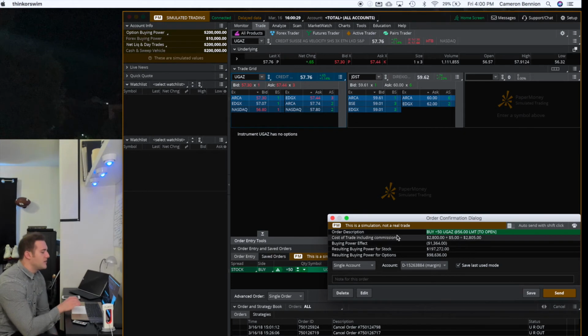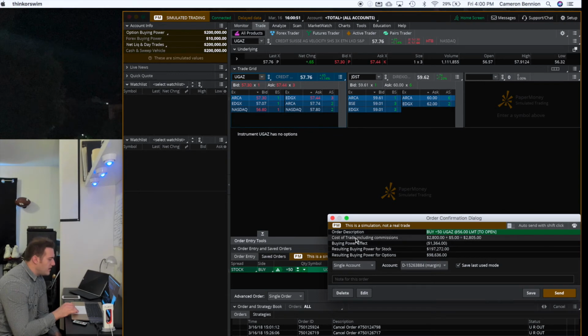It's going to give you a couple different pieces of information. This is telling you how much money is in your paper trading account. Don't worry about the Forex or any of this other stuff. Option buying power is the main thing you want to worry about over there. When you look at this, it gives you the number of shares you're buying, the company you're buying, and at what price your order will get filled.